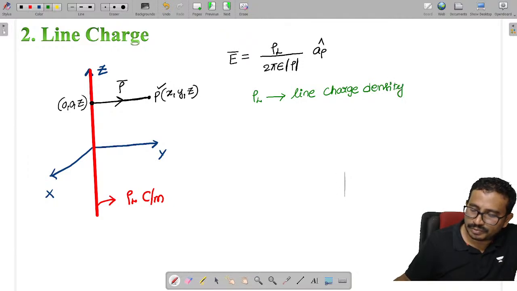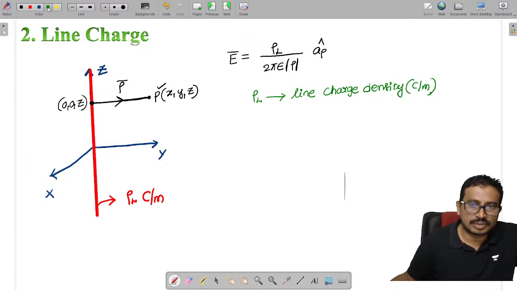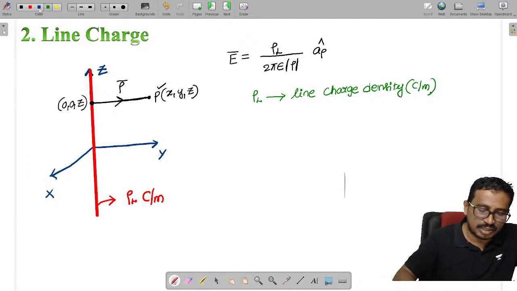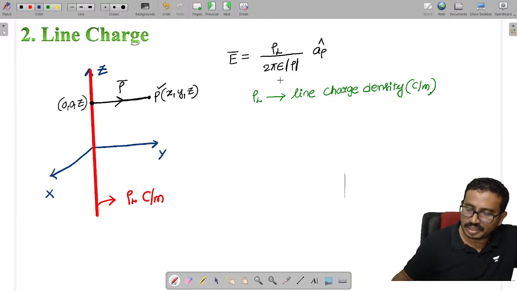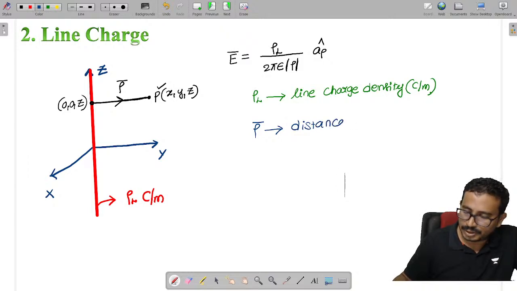We have derivations for this, but from the GATE point of view the derivations are not required, so concentrate on the results only. Right. Next, what is rho bar? Rho bar is a distance vector.